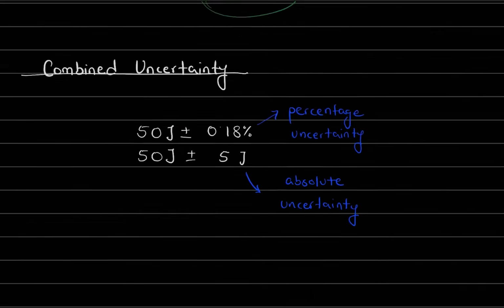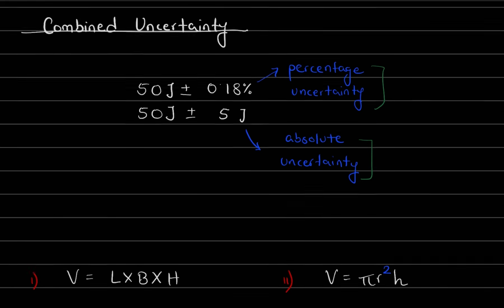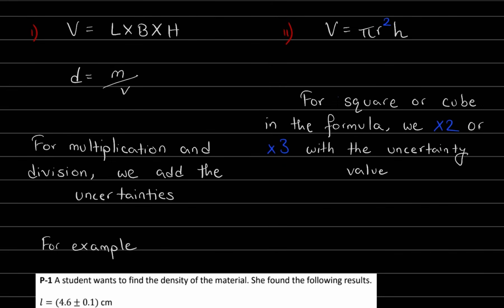Moving on into our next topic is combined uncertainty. Percentage uncertainty is when a percentage is given instead of a value. In absolute uncertainty, a value is given. So let's move on to the formulas, shall we? We have to remember, if we have a multiplication or a division formula, we have to add the uncertainties. If we have a formula that has a square or a cube in it, we have to multiply by 2 or multiply by 3 accordingly.